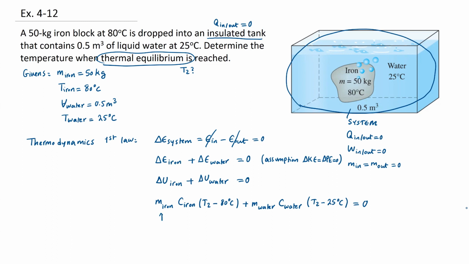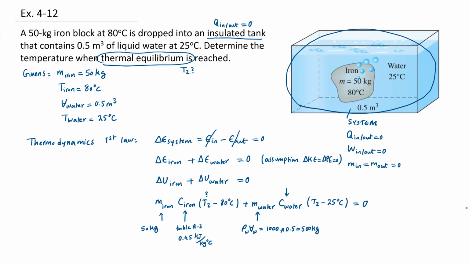Mass of iron is given in the problem statement, 50 kilogram. Specific heat, I can just read it from table A3, and it is equal to 0.45 kilojoule per kilogram degree C. T2 is unknown. T1 for iron is given, plus mass of water. Mass of water is not given, but I know that mass is equal to density times volume of water. Density is 1,000 kilogram per meter cubed times volume of water, given in the problem as 0.5 meter cubed, so mass is equal to 500 kilogram.